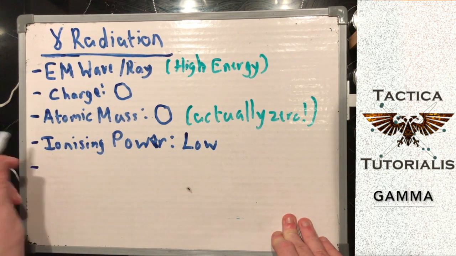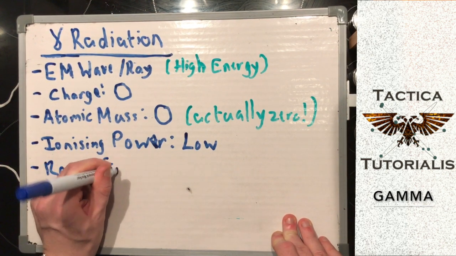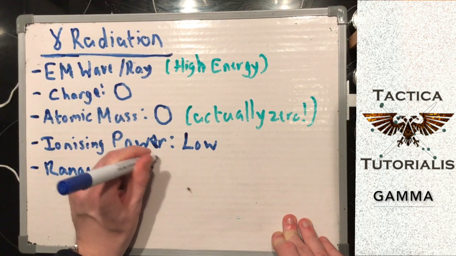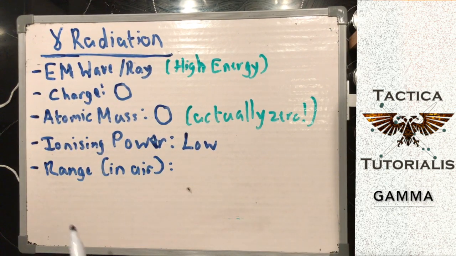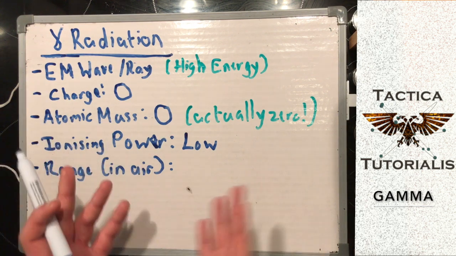But, and this is the big caveat, stopping gamma radiation is a nightmare. It's an actual nightmare. Because, remember I said that it was based on mass. The bigger something was, the heavier something was, the easier it was to stop. Yeah, how do you stop something that has no mass whatsoever and is essentially just a light ray? How do you stop that? The answer is with great difficulty.